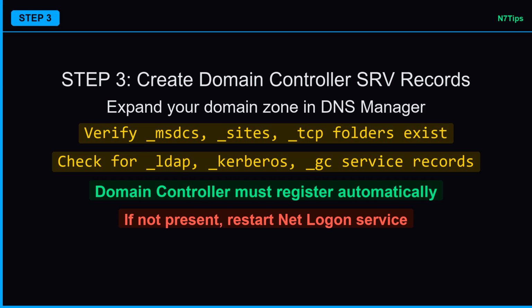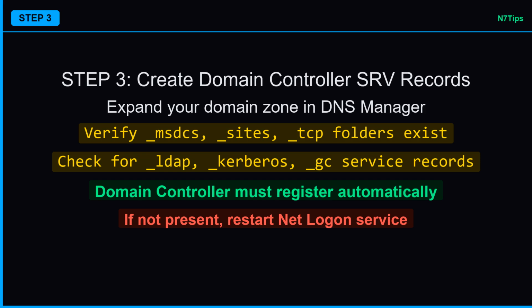When you create a primary zone for Active Directory, Windows Server automatically creates the necessary service record folders. Expand your domain zone in DNS Manager, and you should see folders for _MSDCS, _sites, and _TCP. These folders contain the service records that Active Directory clients use to find your domain controllers. Your domain controller should automatically register its service records here, including LDAP, Kerberos, and global catalog records. These are the critical records that enable clients to authenticate and find resources.